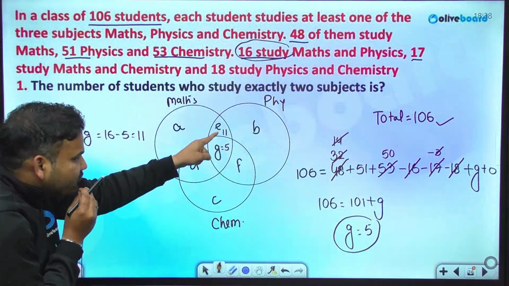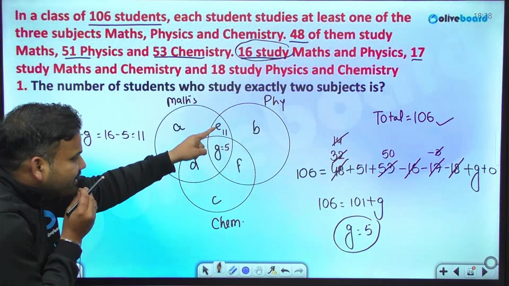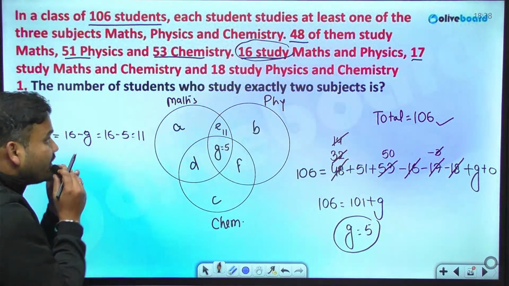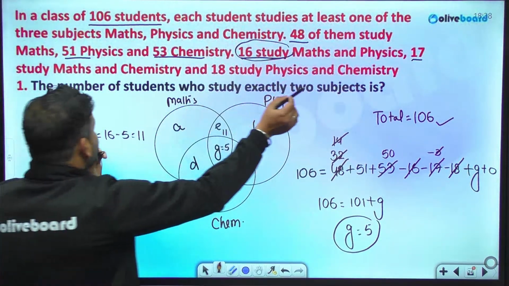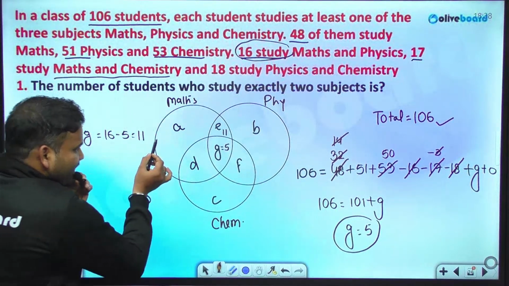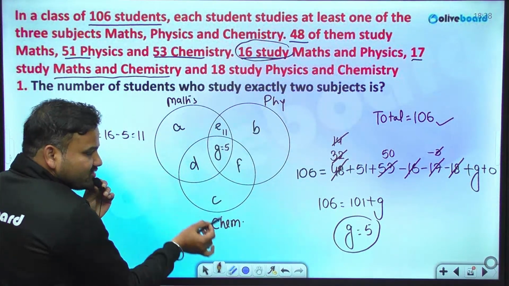Now this 11 students plus 5 students, that means there are 16 students who are studying both maths and physics. Now what about 17? What is 17? 17 are those students who are studying maths and chemistry. This is maths, this is chemistry. So there are 17 students.